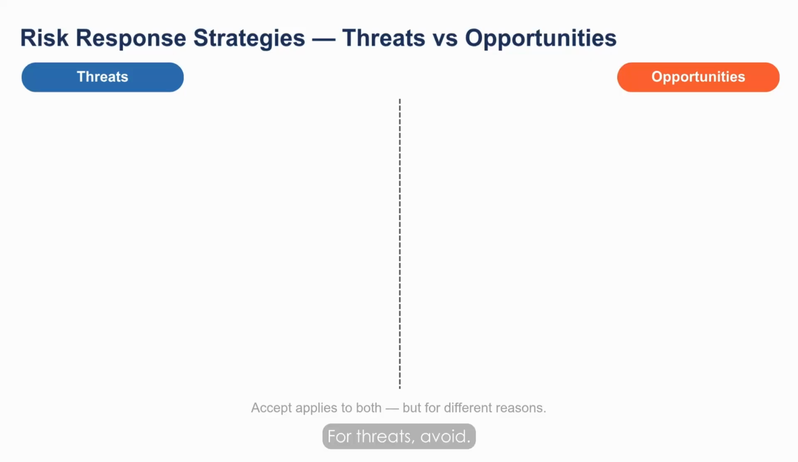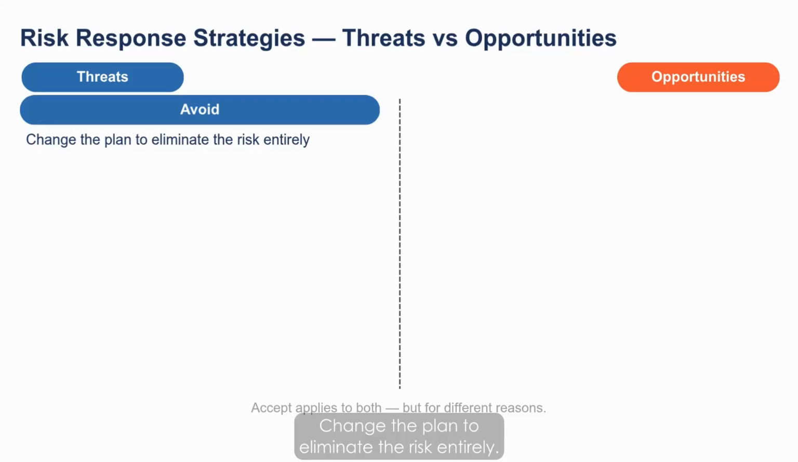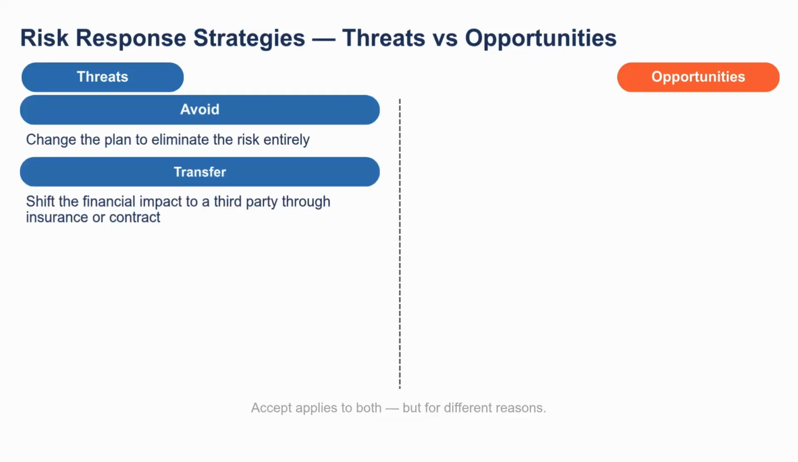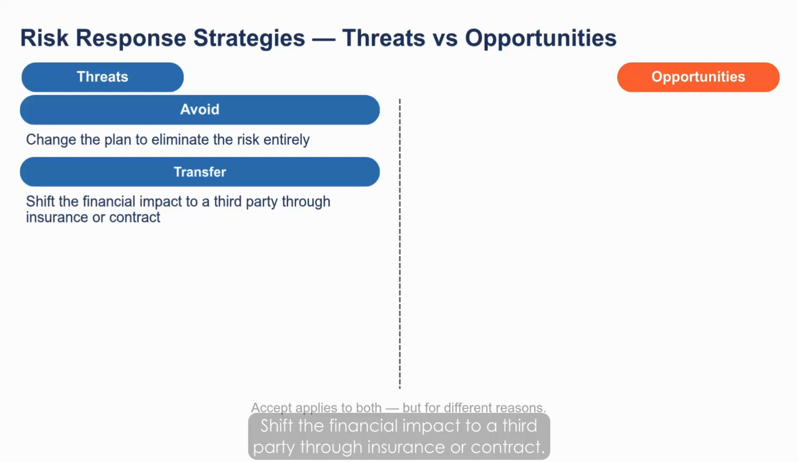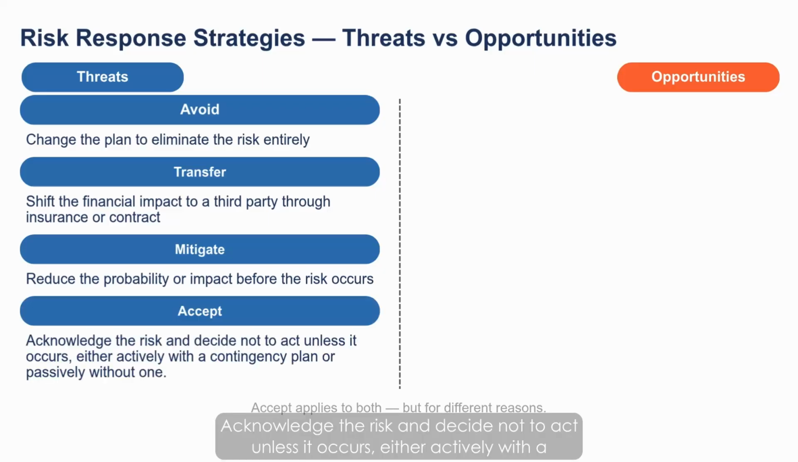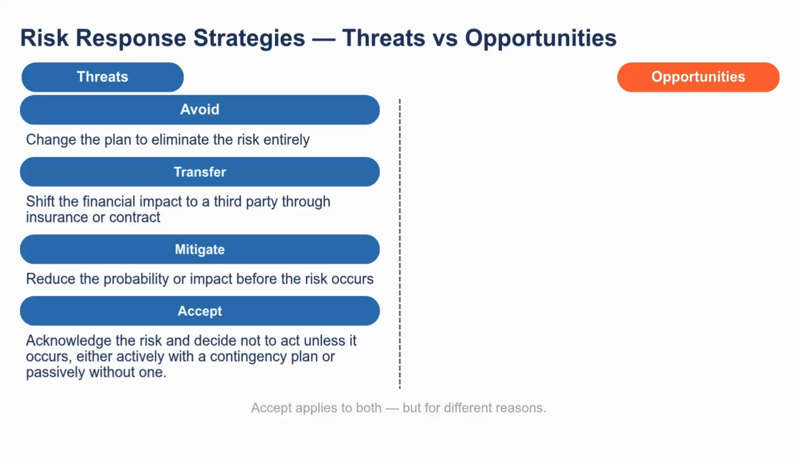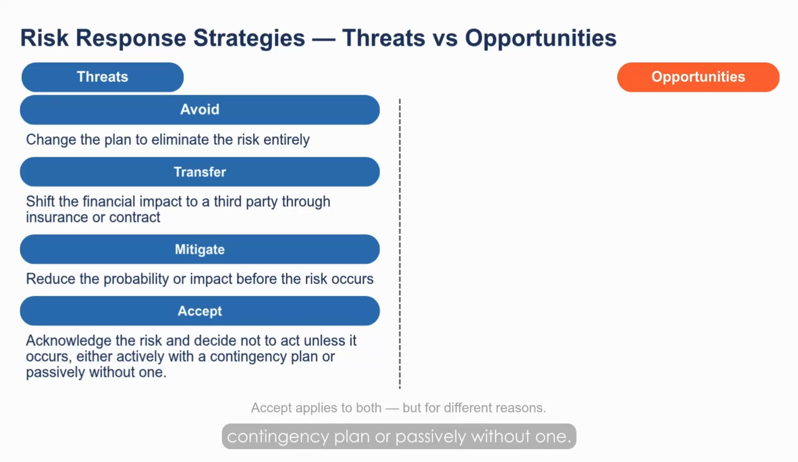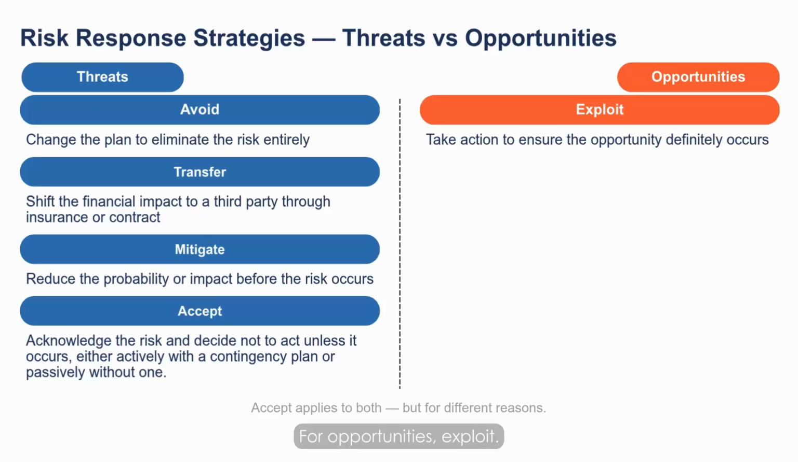For threats, avoid. Change the plan to eliminate the risk entirely. Transfer. Shift the financial impact to a third party through insurance or contract. Mitigate. Reduce the probability or impact before the risk occurs. Accept. Acknowledge the risk and decide not to act unless it occurs, either actively with a contingency plan or passively without one.